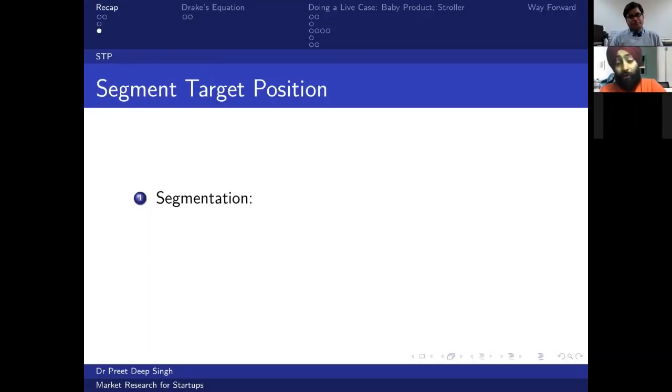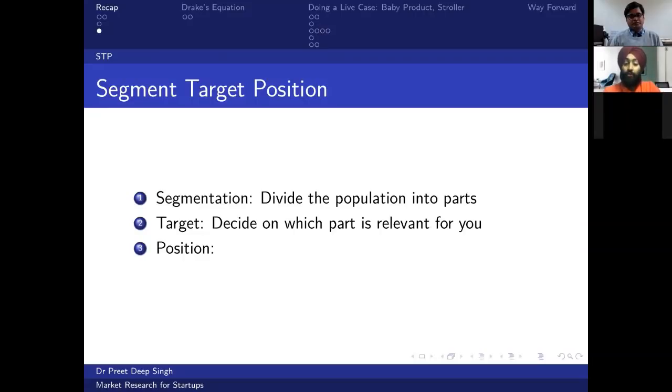Important bit, I hope you remember segmenting, targeting, positioning. Segmentation, I hope some of you can recollect, is to divide the population into parts. Target is, of course, choosing which part is relevant to you. And position, this was part of the homework as well, is what your product conveys, what emotion your product evokes in the users, in the people, right? So with this, let's move on.